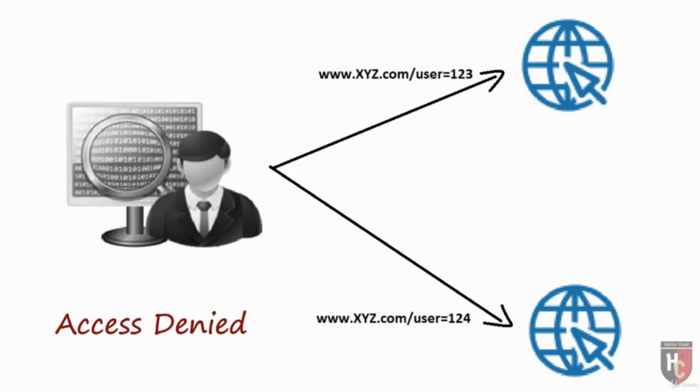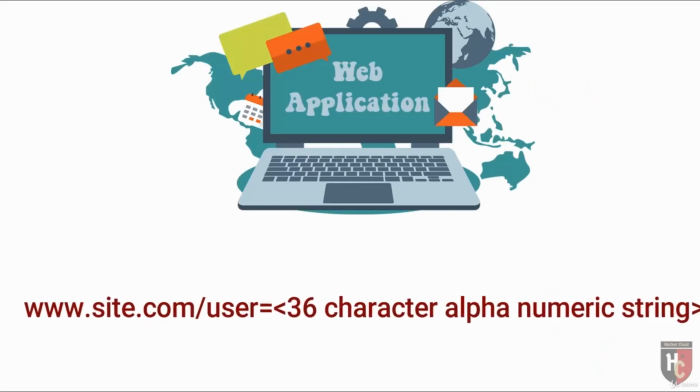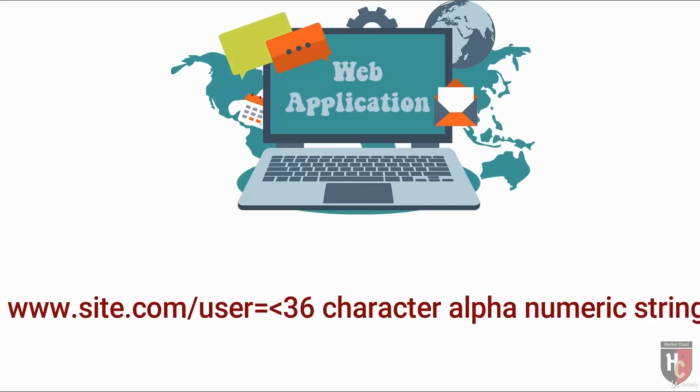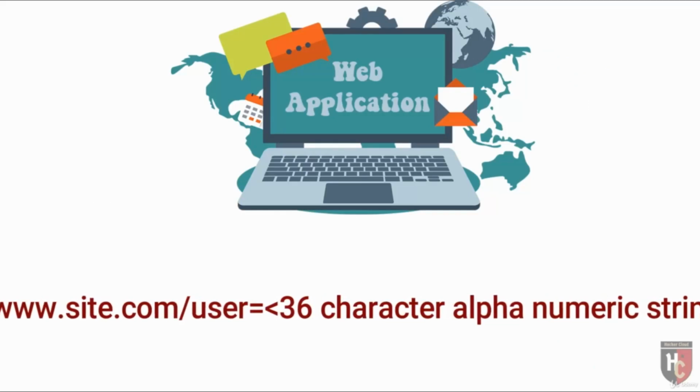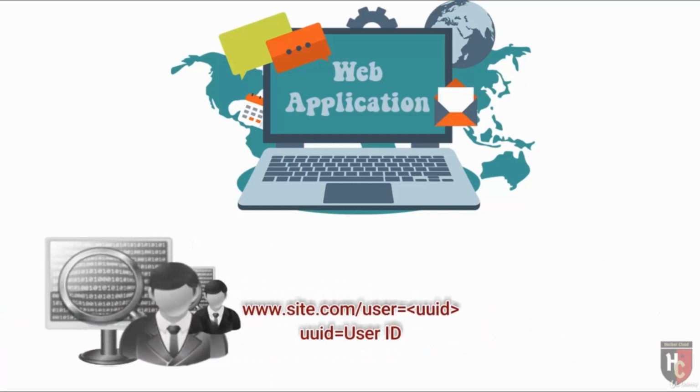Where things are more difficult is when a site tries to obscure references to their objects using things like randomized identifiers such as universally unique identifiers. In this case, the ID might be a 36-character alphanumeric string, which is impossible to guess. One way to work around this is to create two user profiles and switch between those accounts testing objects.